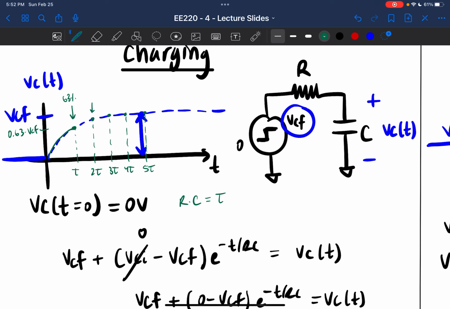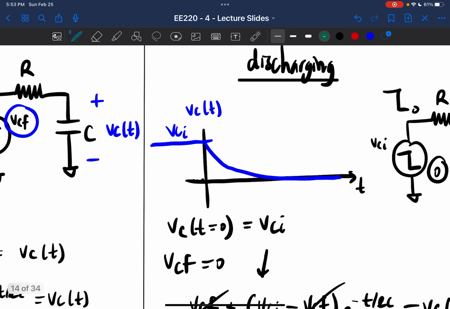After 2 tau, it's already at 86%. After 3 tau, it's at 95%. After 4 tau, it's at 98%, and at 5 tau, it's 99% of the way there. The reason this is important is that if we know our R and our C, which basically means we know our tau, then we know that in roughly 5 tau, our capacitor is going to be either fully charged, or in the case over here, fully discharged.